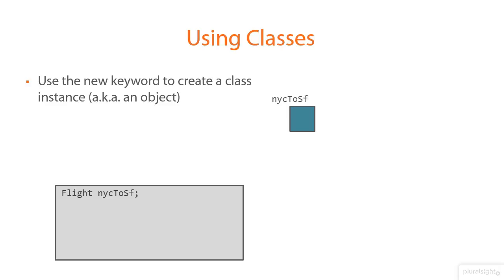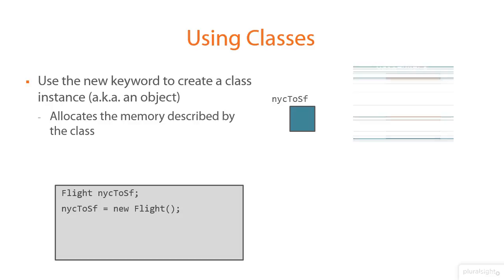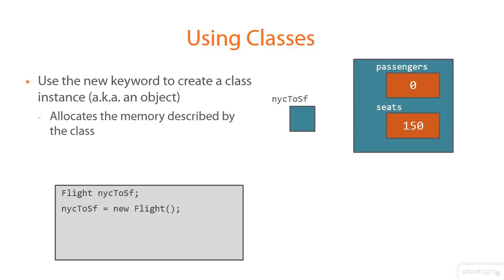So we've got our variable NYC to SF. We assign that the value of new flight. What that then does is the call to new flight allocates the memory associated with that class and then returns back a reference to it. So what that means is that that variable NYC to SF is not the object itself, but a reference to the object. Right now, each instance that we create will be separate from one another.